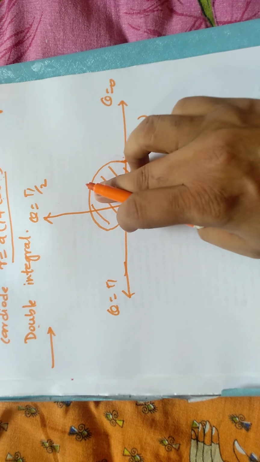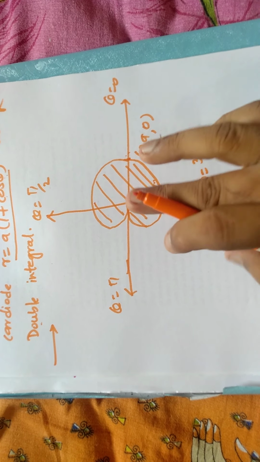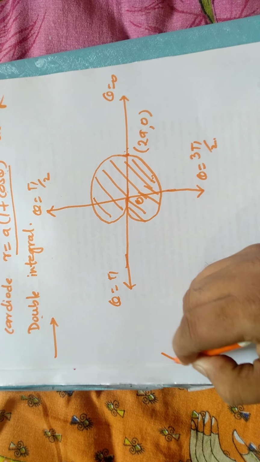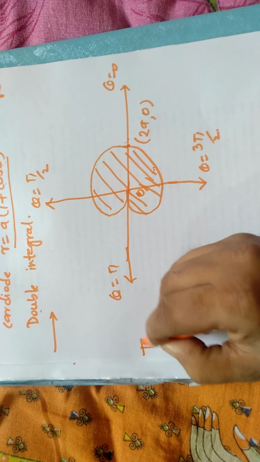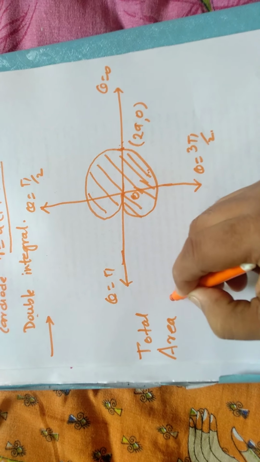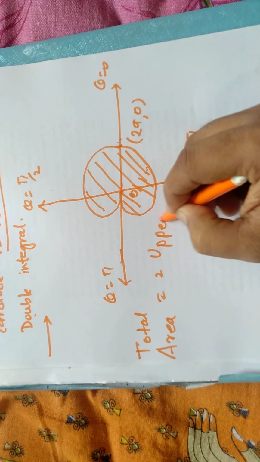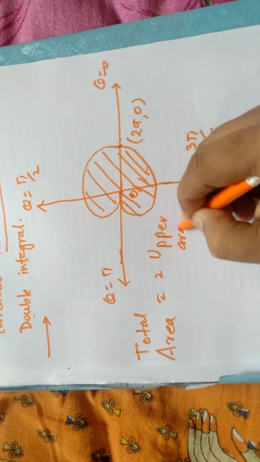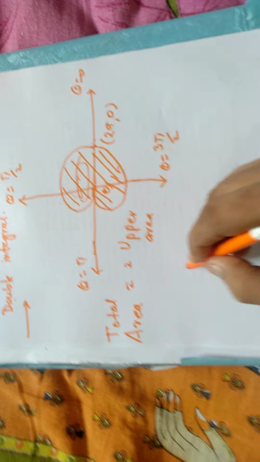Now if you observe this complete area, it is symmetric about this theta equal to 0 line. So if you consider this upper area only, the total area bounded by this cardioid is 2 times the upper area. Upper area means this. This is the upper area. Okay.